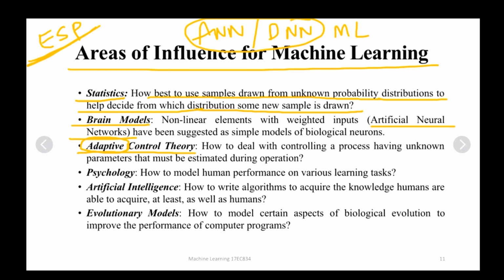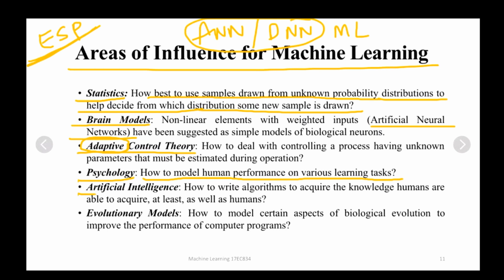Based on that, it will take an action. Anti-lock braking systems are also a similar kind, adaptive in nature. Psychology can also be one of the areas in which machine learning can be brought in: how to model human performance on various learned tasks. That is what psychology is.